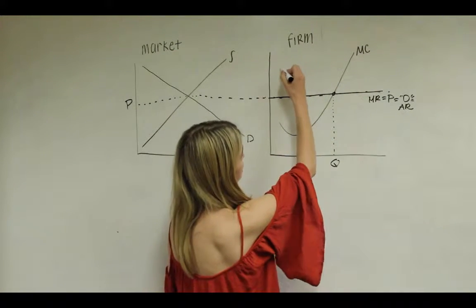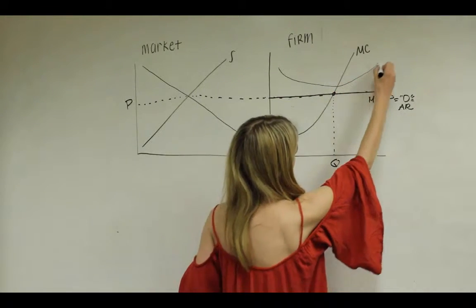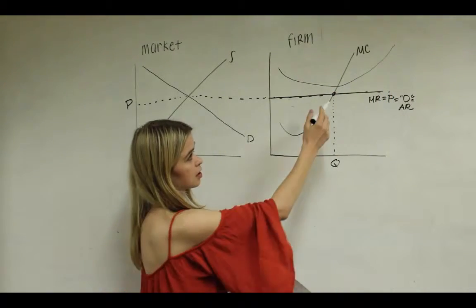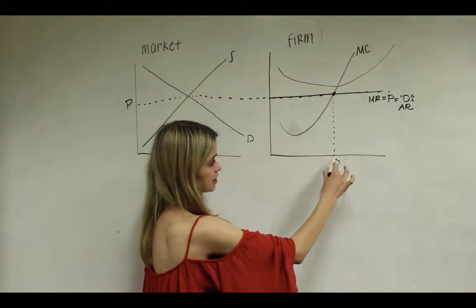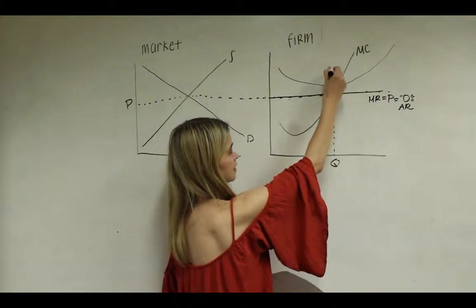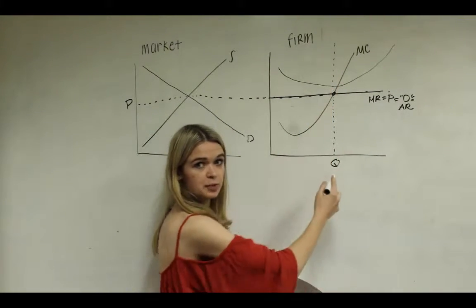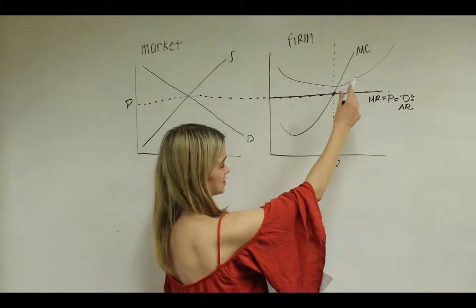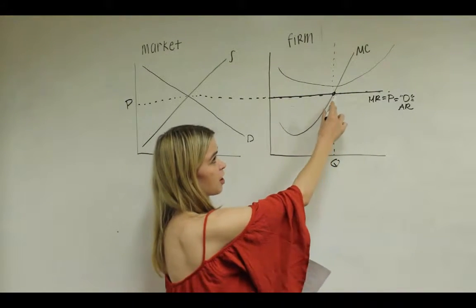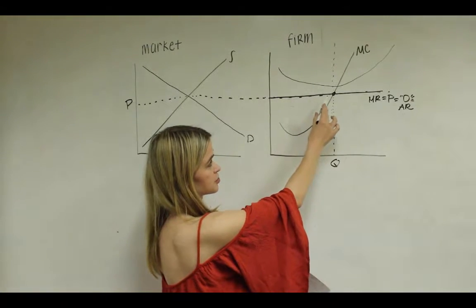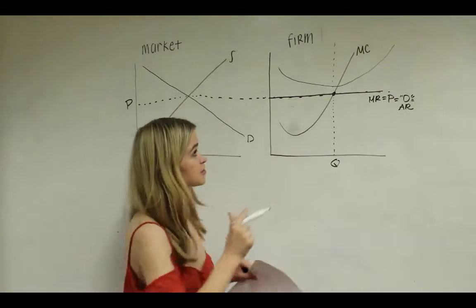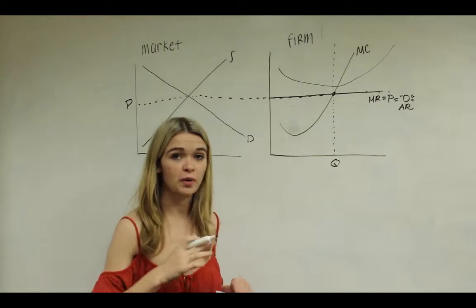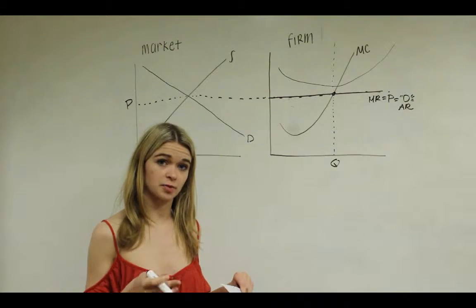So if it's above, we see that at that quantity, go ahead and drag that all the way up so we have a line representing that quantity. At this quantity, our average total cost curve is above our marginal revenue or our price. And so because of this, we're going to get negative economic profits.